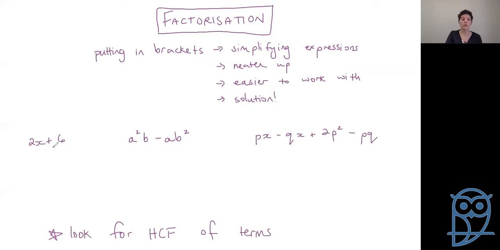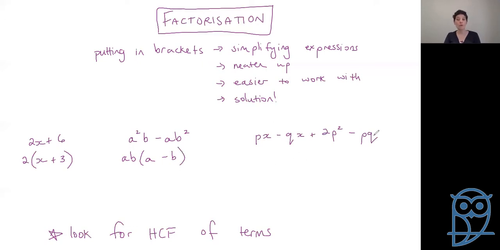So the highest common factor of 2x and 6 would be 2. Take out the 2. 2x divided by 2 is x, 6 divided by 2 is plus 3. a squared b minus ab squared, highest common factor here would be 1a, 1b, because there's 1a in both and there's 1b in both. Okay, taking out an a and a b here leaves us with an a, taking out an a and a b here leaves us with a b. So ab, (a minus b).